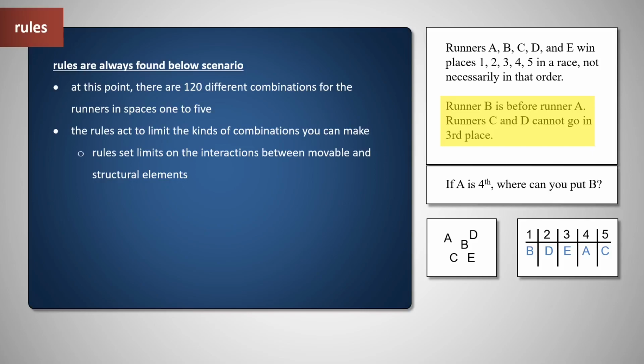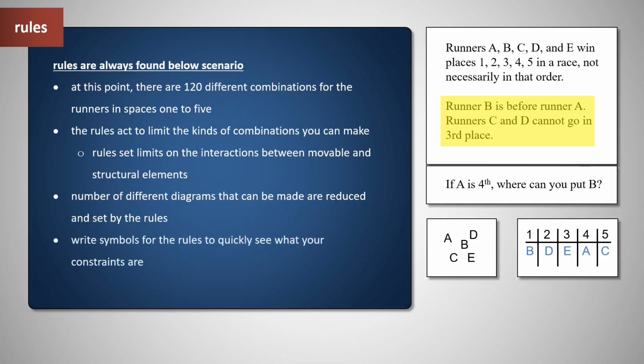B's always got to be before A, so in any diagram you make, you've got to put B to the left of A. And C and D cannot go in third place. The next rule sets a limit on the interaction between those movable elements and that structural element. And the number of different diagrams that can be made is then reduced and set by the rules. That's the point of the rules. What the rules do is limit the kinds of diagrams that you can make. So we went from 120 to a lot less because we've limited the kinds of interactions we can have.